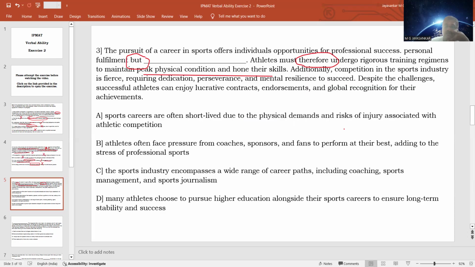So there are a lot of physical demands and injury risk. If you become physically unfit or if you become injured, then your careers can be short-lived. So this is a good answer. Keep it in your mind.